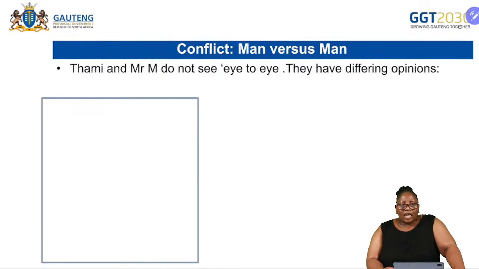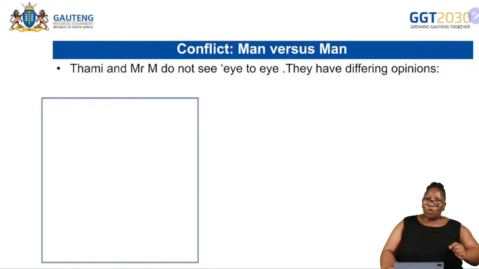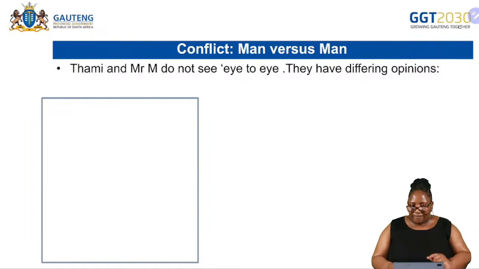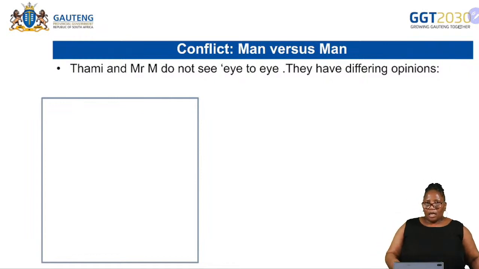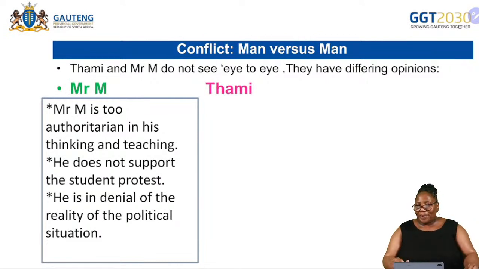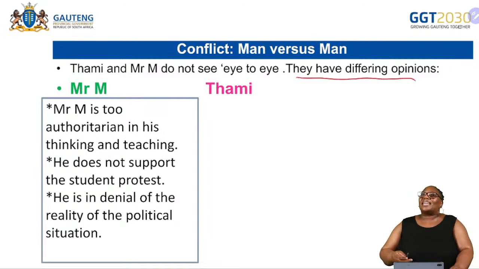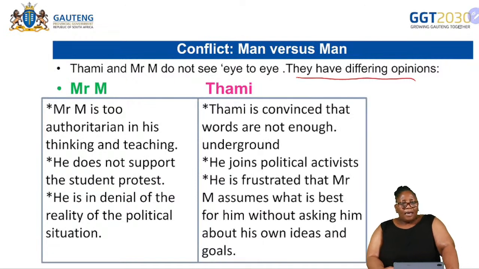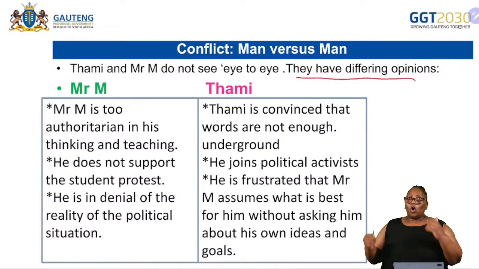We have conflict. What is the main problem in the story? It's a conflict between men versus men. Tammy and Mr. M do not see eye to eye. They have differing opinions with regard to riots. Mr. M is too authoritarian in his thinking and teaching.